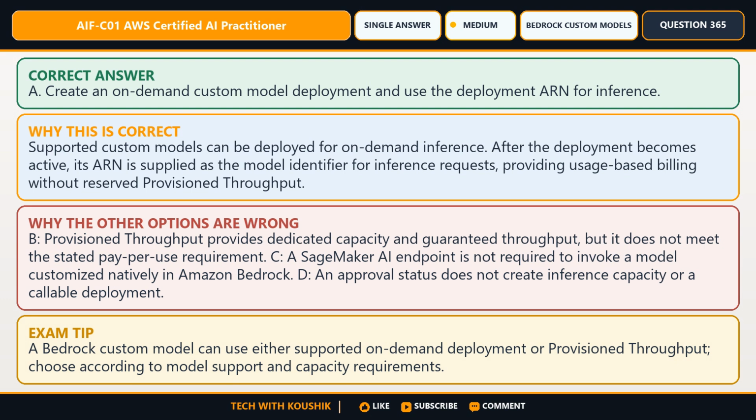B. Provisioned throughput provides dedicated capacity and guaranteed throughput, but it does not meet the stated pay-per-use requirement. C. A SageMaker AI endpoint is not required to invoke a model customized natively in Amazon Bedrock. D. An approval status does not create inference capacity or a callable deployment. Remember this decision rule. A Bedrock custom model can use either supported on-demand deployment or provisioned throughput. Choose according to model support and capacity requirements.